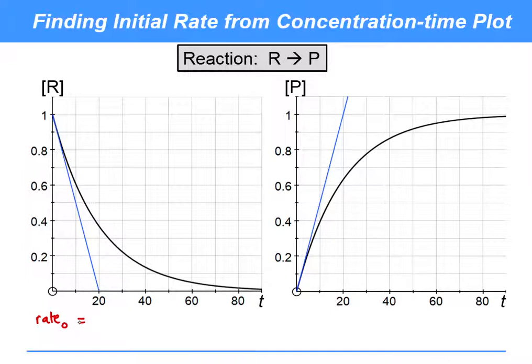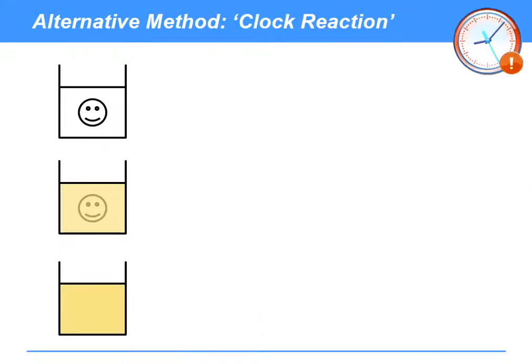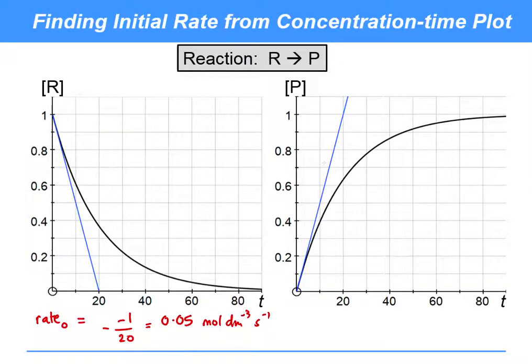Rate 0 is the change in concentration, so it's gone down by -1. Change in time is about 20 seconds, and we've got to put a minus sign in front of that, so 0.05. And remember it's concentration per second, so mole per decimeter cubed per second. And we can do exactly the same thing here, and you should be able to satisfy yourself that you get exactly the same rate whether you use the product or the reactant.